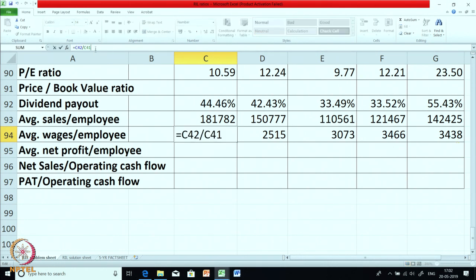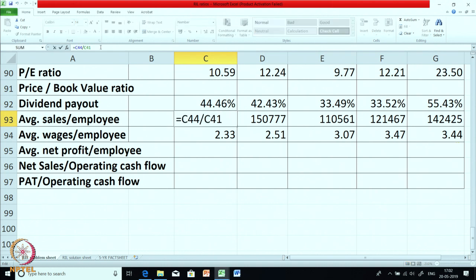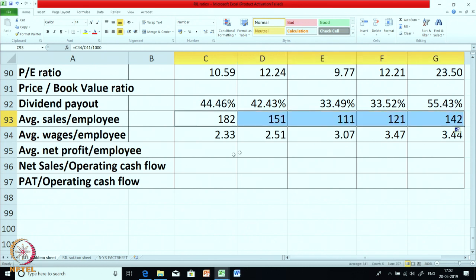What we are doing is we are taking the total amount in million and dividing by number of employees in terms of 1000. So further we need to divide by 1000 to get the correct figure. So then we will get just 2. Same way, even for average sales per employee, it was necessary to divide it by 1000. Remember, this is in millions of rupees.